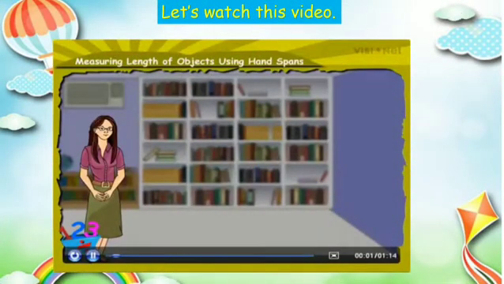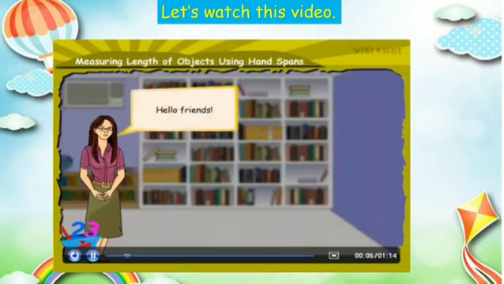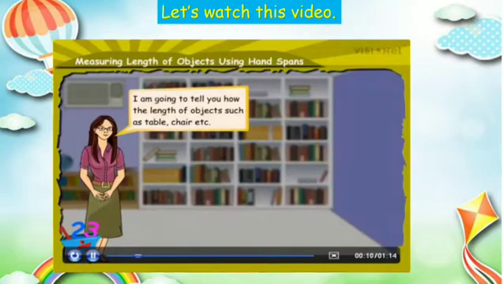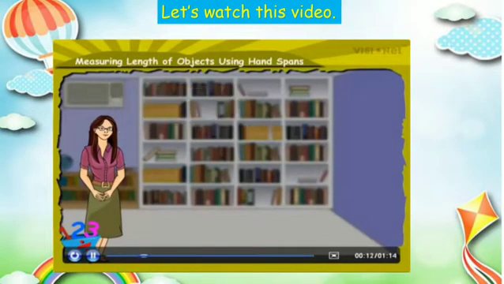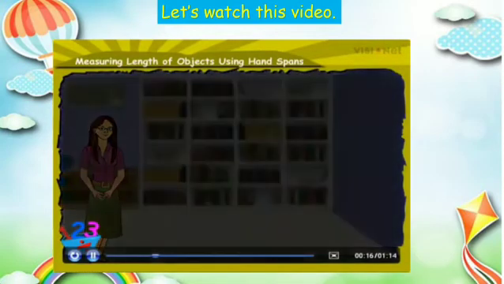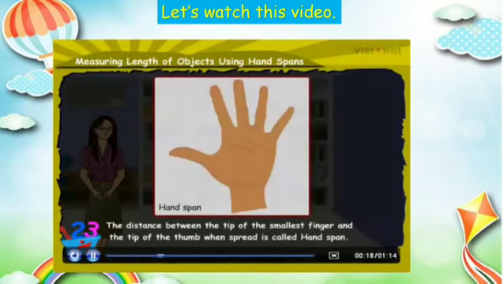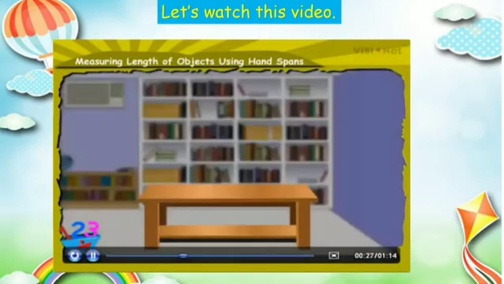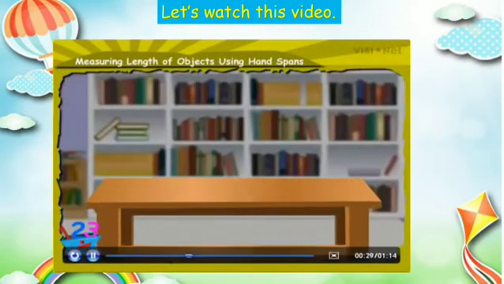Let's watch this video. Measuring length of objects using handspans. Hello friends, I am going to tell you how the lengths of objects such as table, chair, etc. can be measured using handspan. The distance between the tip of the smallest finger and the tip of the thumb when spread is called handspan. Let us measure the side of this table using handspan.